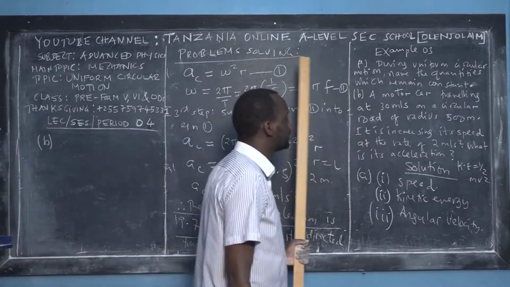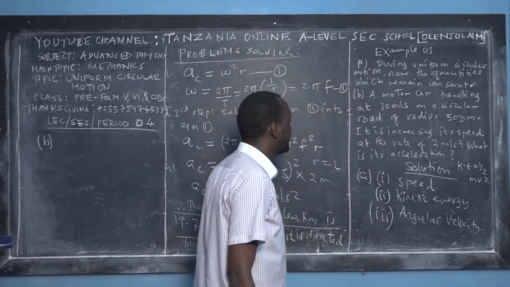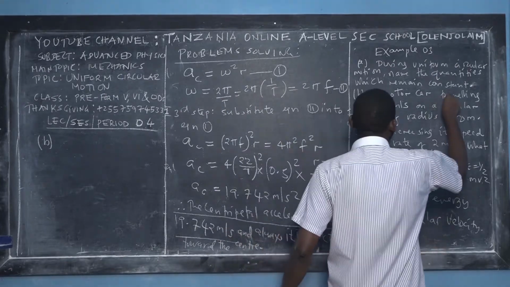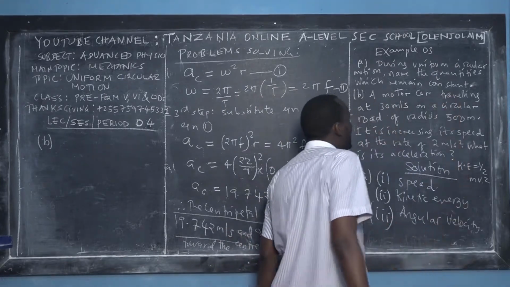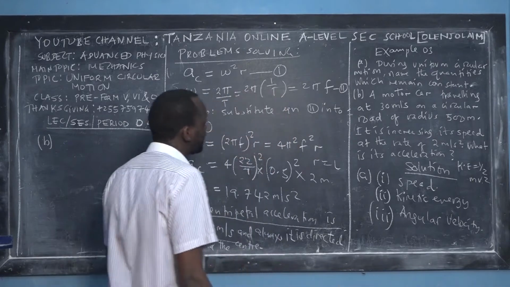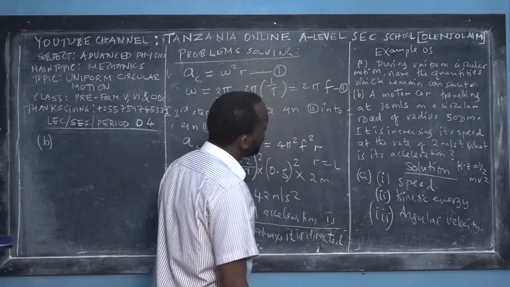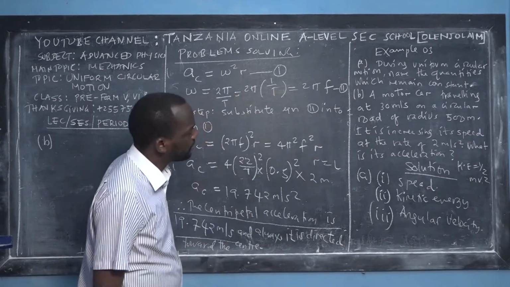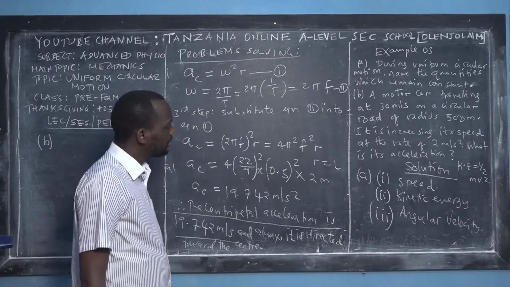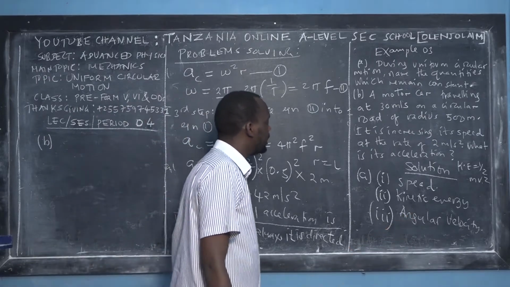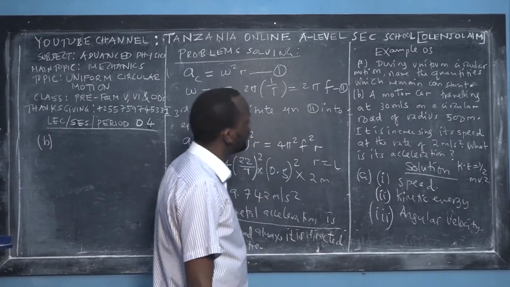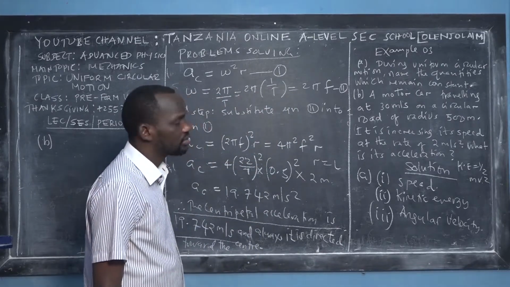A motor car traveling at 30 meters per second on a circular road of radius 500 meters. It is increasing its speed at a rate of 2 meters per second square. What is its acceleration?